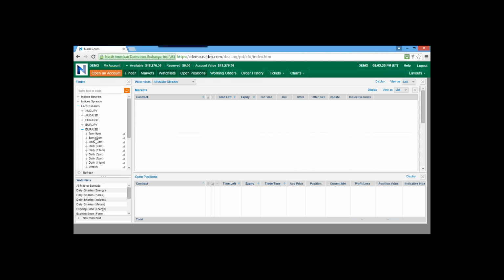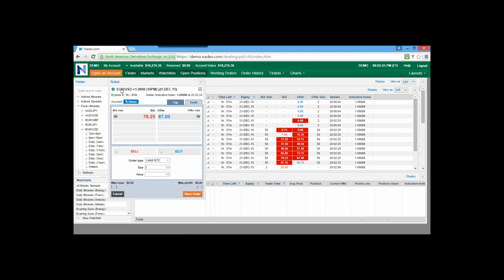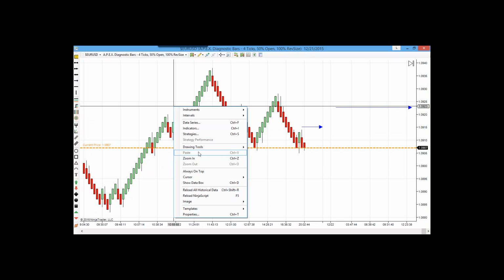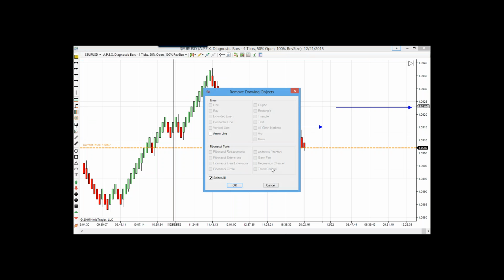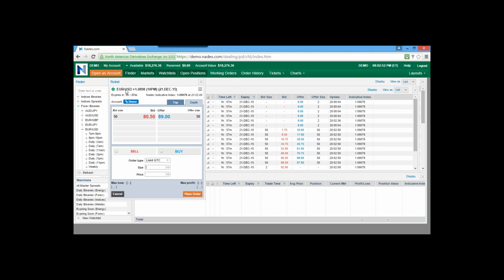Let's take a look here. So this contract here, euro dollar to be greater than 0.898. Where's the market right now? 0.906. So the market's quite a bit higher. Let me clear everything off of here. So this contract says the euro dollar be greater than 0.898.